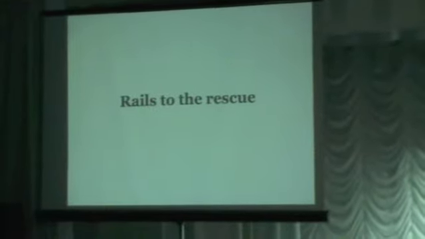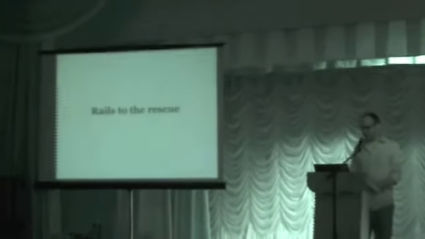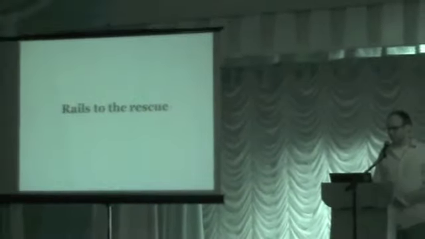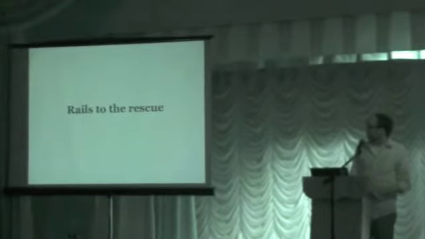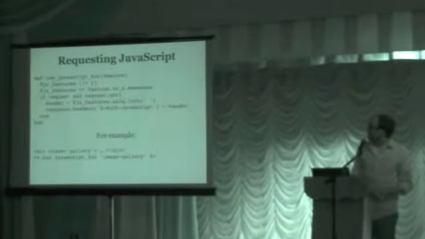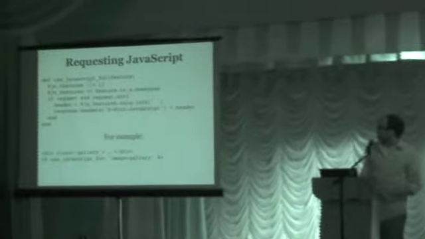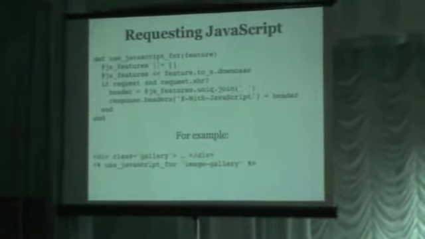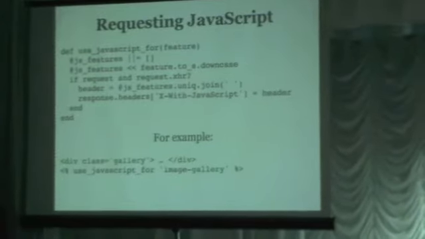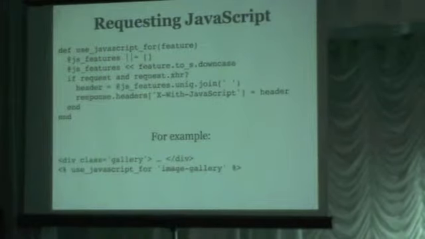But this is all a lot of work. We're adding classes to the body, we're adding custom headers, we're doing all kinds of things. So this is where Rails can really help us out. If we define a few simple helpers, it's only 5 or 6 lines of Ruby, then we can do something like this example here at the bottom of the slide. So we can say, here is a div with class gallery, and it uses JavaScript for image gallery.